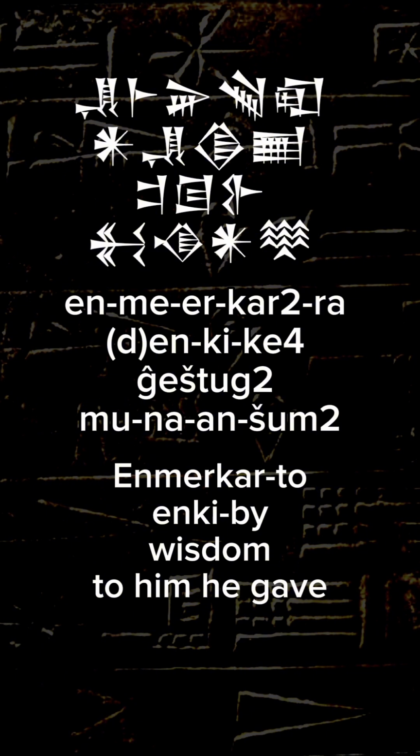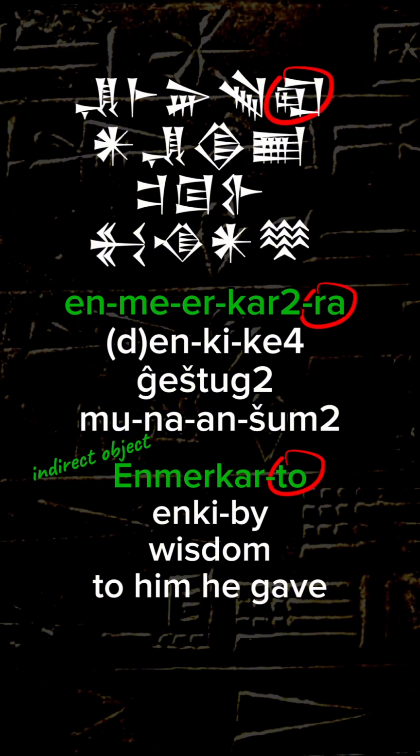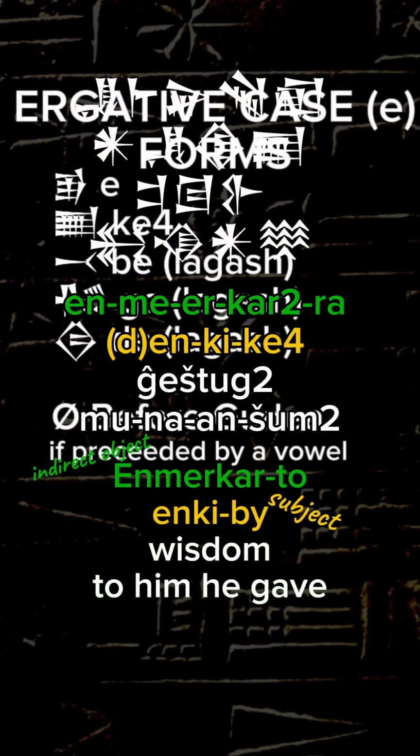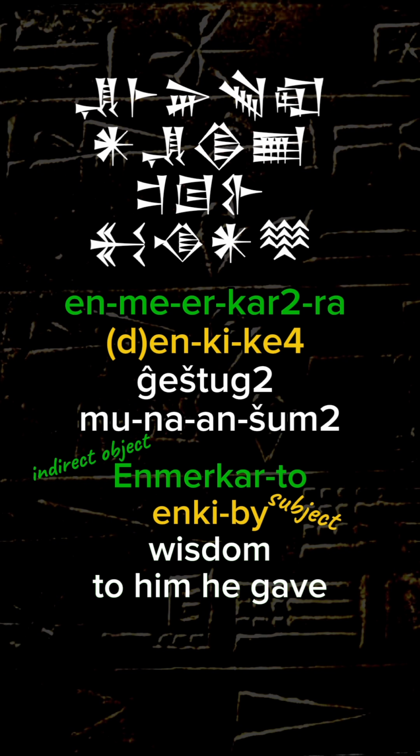So this sentence starts off with the indirect object, Enmakara. Enmakar is the indirect object, and our first clue to that being the indirect object is it being marked in the dative case for the noun phrase, ra. The next word is Enkike. This is a subject. We know this is a subject because it's marked in the ergative case. The ergative, as I've said in many videos, marks the subject of a transitive verb. So now with the ergative case on Enki and the dative case on Enmakar, we know that Enki is doing something to Enmakar and not Enmakar doing something to Enki. Next is nyashtug. This simply means wisdom, and this is the direct object.